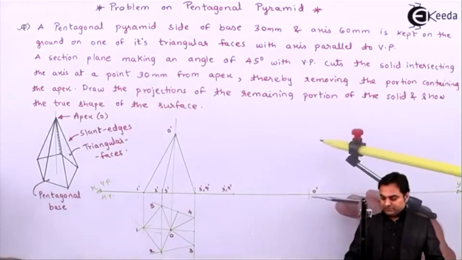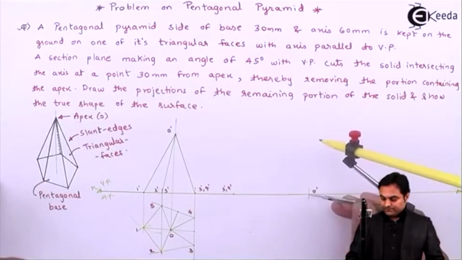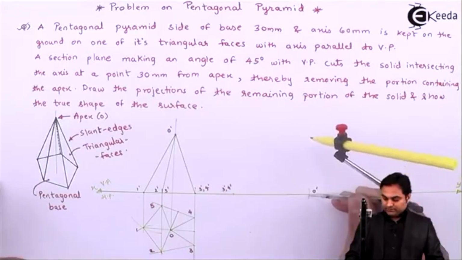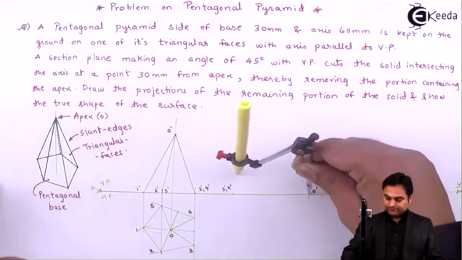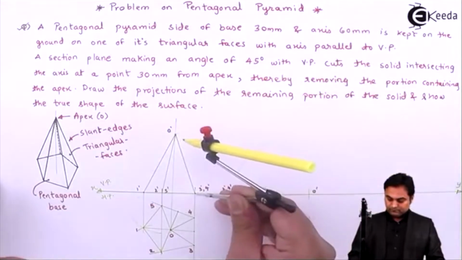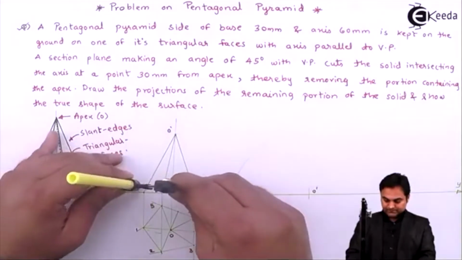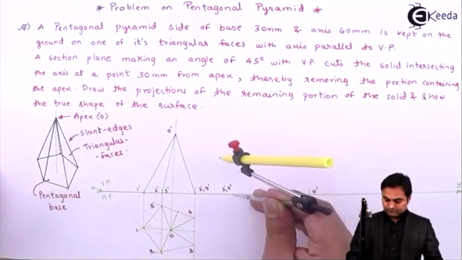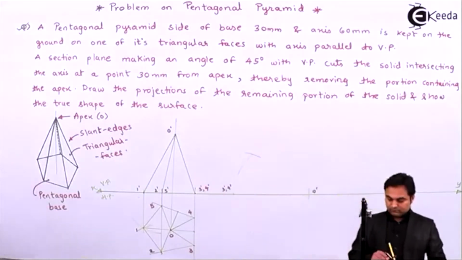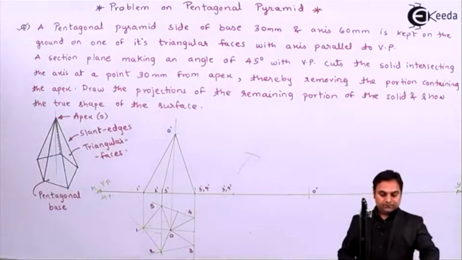Keeping the same distance from point O dash, I will draw a light arc, measuring the base 3 dash 4 dash up to 1 dash, cutting this arc, then joining the points.